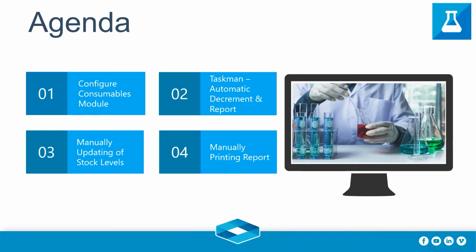On the second piece, we're going to look at the operation of the automatic consumable decrement script and the report script that runs on Taskman. Thirdly, we'll look at showing you how to manually update your stock levels of your consumables. And fourthly, we're going to show you how to manually print the consumable report.